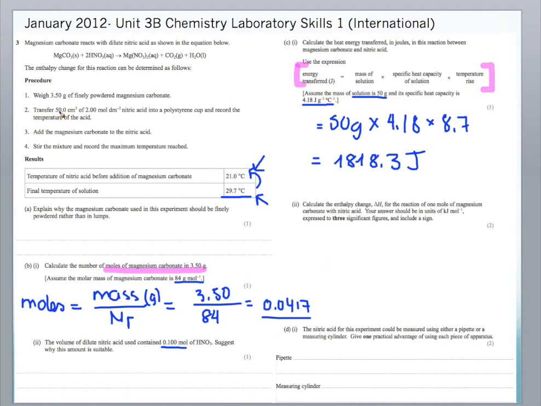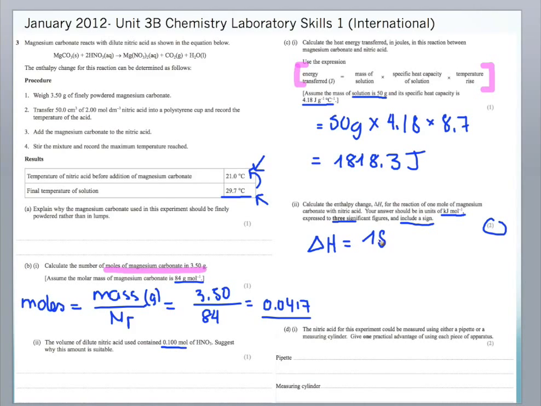The next question is asking us to calculate the enthalpy change, delta H, for the reaction of 1 mole of magnesium carbonate with nitric acid. They're asking us to give the answer in kilojoules per mole to 3 significant figures and to include a sign. There is an equation for this. The previous answer, which is the energy transferred in joules, we need to divide by the number of moles.